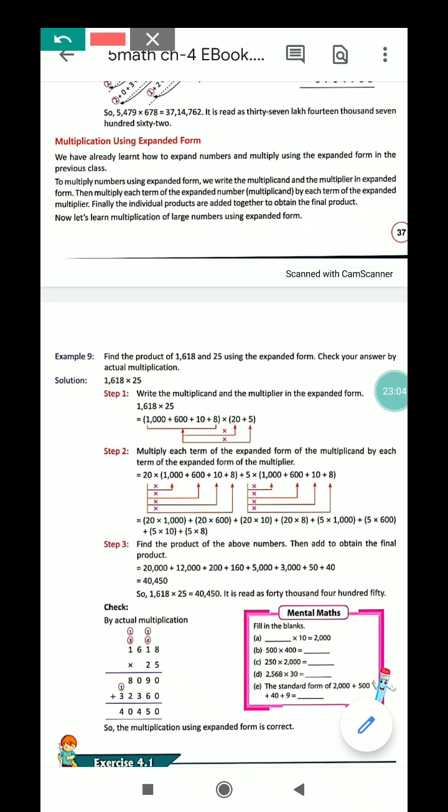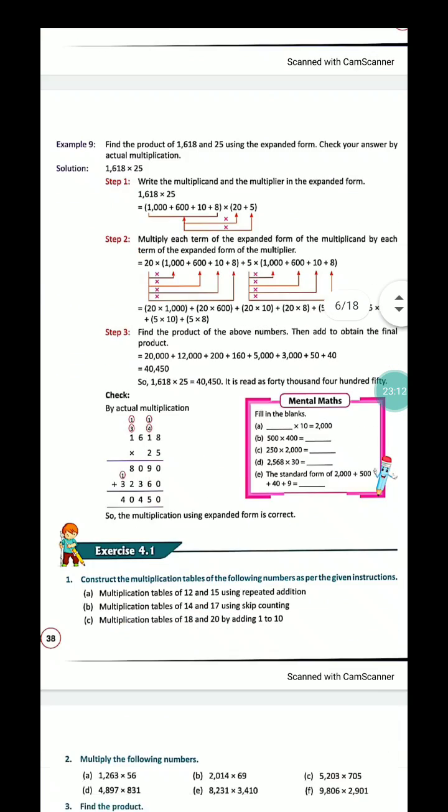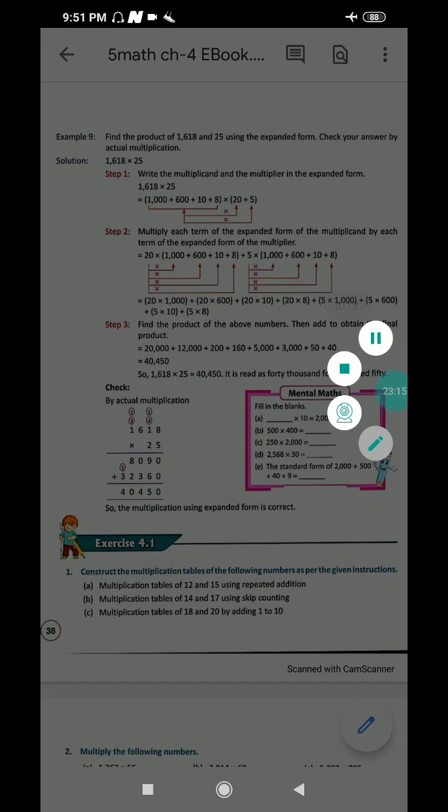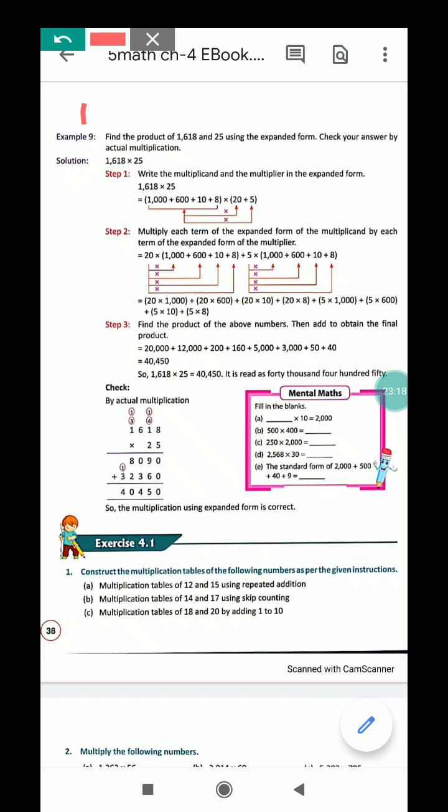Now let us learn multiplication of larger numbers using expanded form. Until and unless we do the examples, we will not be able to understand it properly. So let us start an example. Example number 9. Find the product of 1618 and 25 using the expanded form. Check your answer by actual multiplication. So in step 1 we will expand these numbers. So 1618 would be expanded as 1000 plus 600 plus 10 plus 8, multiplied by 20 plus 5. We will expand this number.